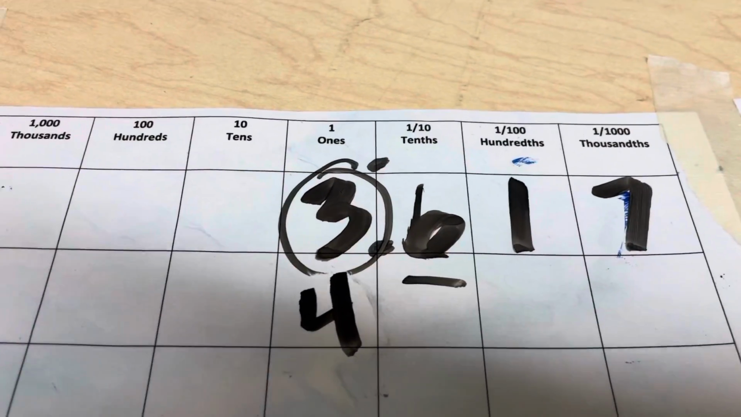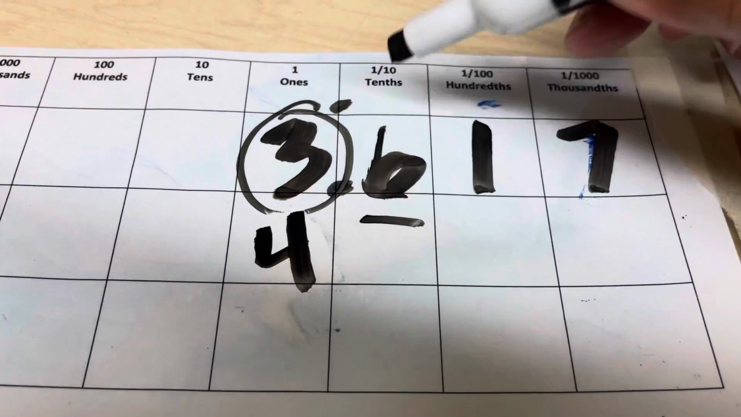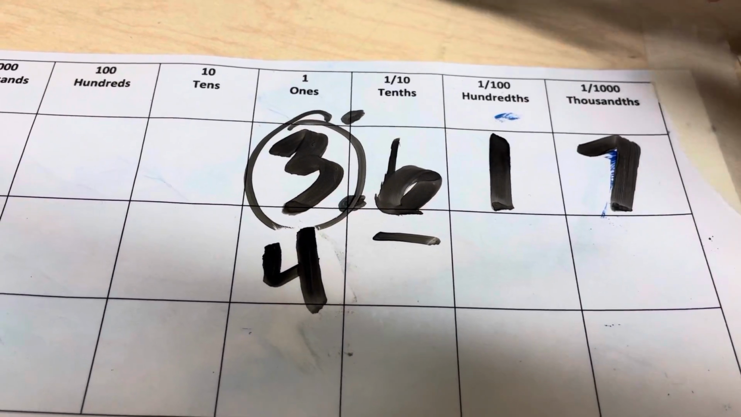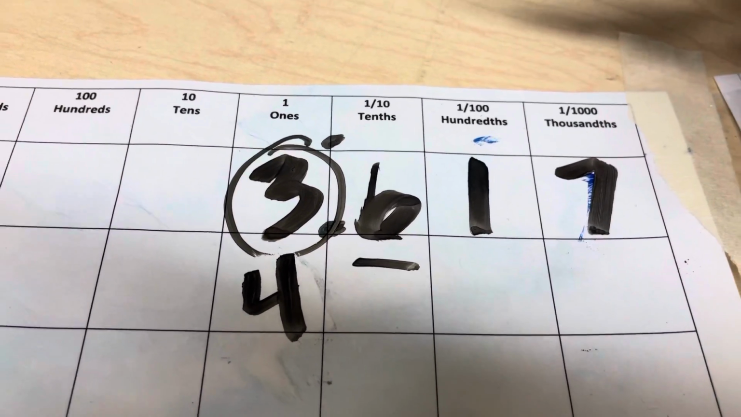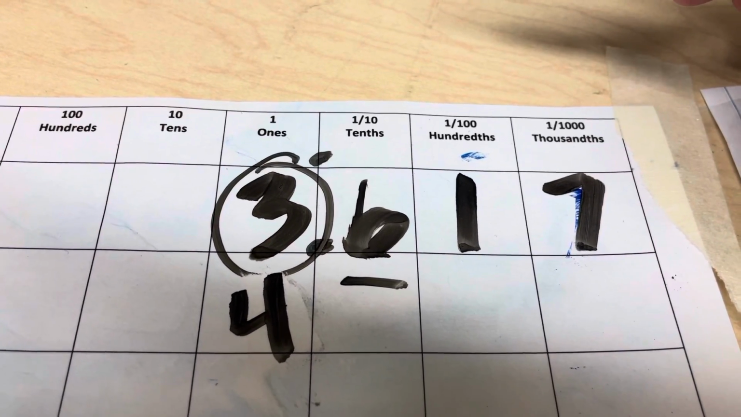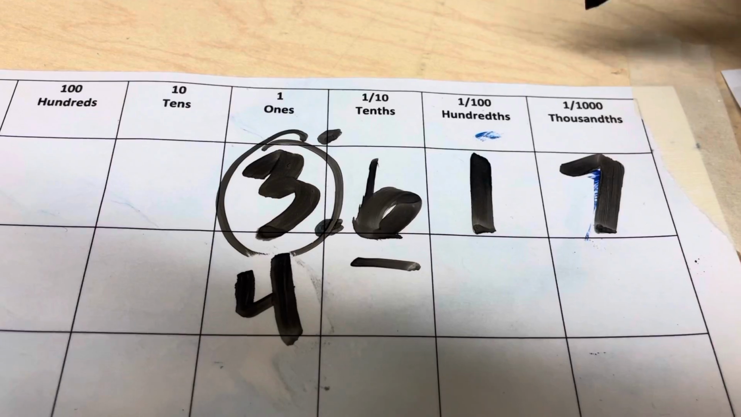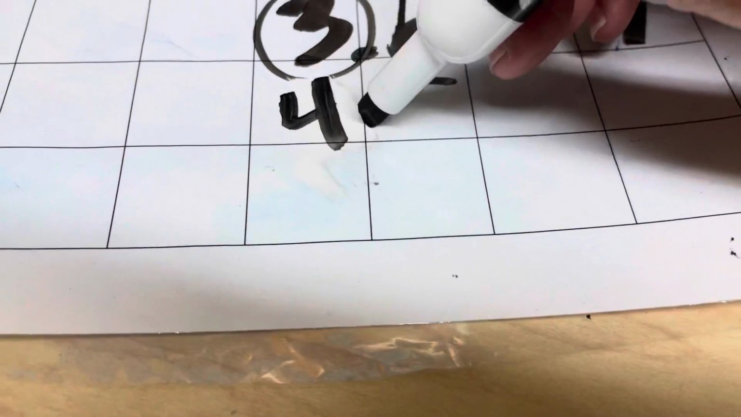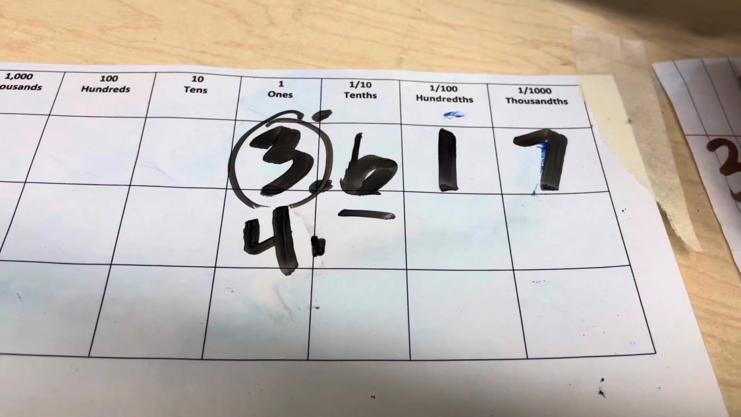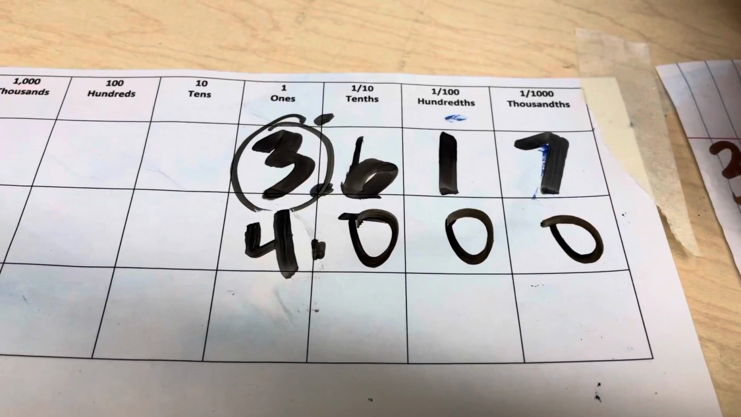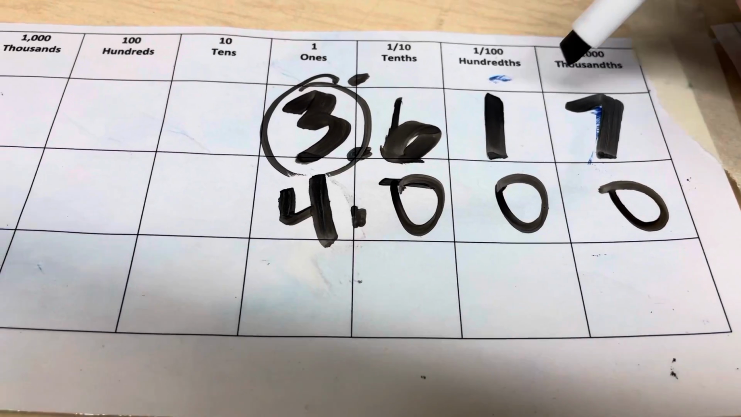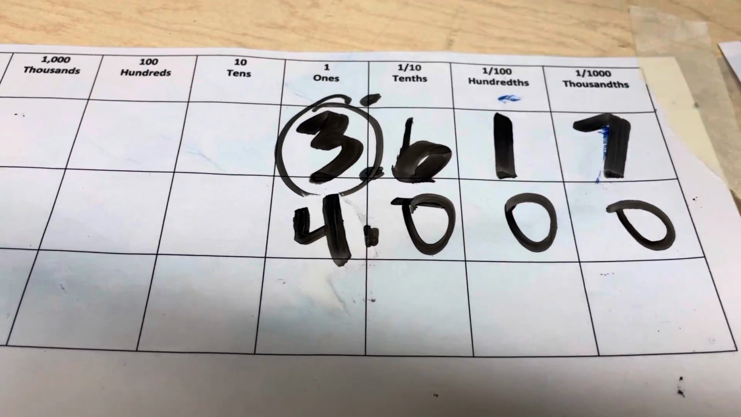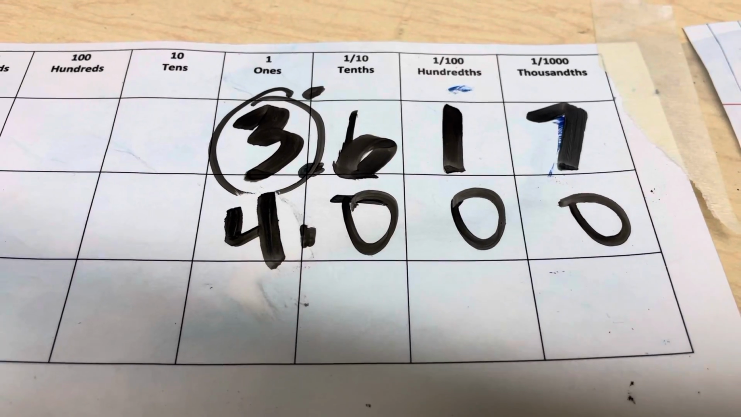Because the halfway point between 3 and 4 would be 3.5, and 3.6 is more than 3.5, it's more than the midpoint. So this number, 3.617, would round up to 4. Now, once we've rounded to the ones place, all the smaller values become 0. So your answer would be 4.000, or you could write 4.0 or 4.00 or 4. All of those would be correct. Okay, that's rounding that number to the ones place.